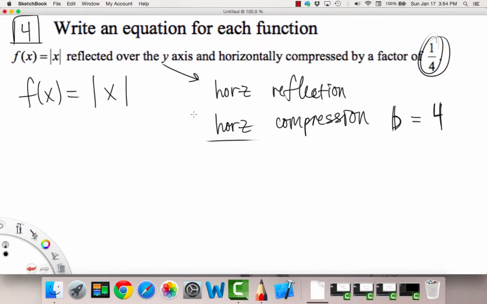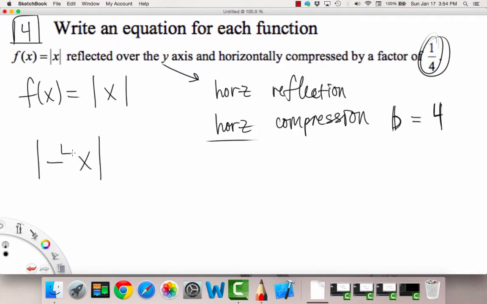So horizontal reflection means we add in a negative sign in with our x. Okay, so that would just give us f of, well, not f anymore, but we're just going to have a negative in with our x. Okay. So that gives us the horizontal reflection, right? And we actually see because of the absolute value sign, it's going to do absolutely nothing. Anyways, so then we also have this horizontal compression.